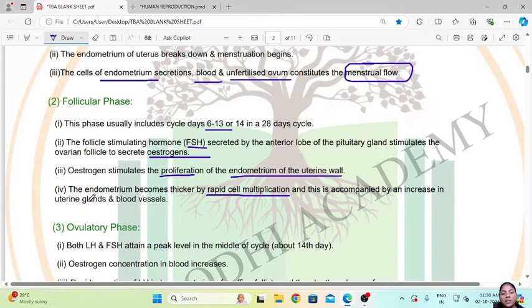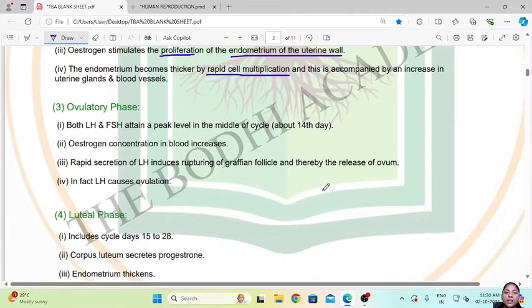Now the uterus again has to provide the conditions for the next ovum or the next egg. So again the endometrial lining starts to form, and it becomes thicker by rapid cell multiplication. Then the next phase is the ovulatory phase, where both LH and FSH, that is luteinizing hormone and follicle stimulating hormone, attain a peak level in the middle of the cycle.